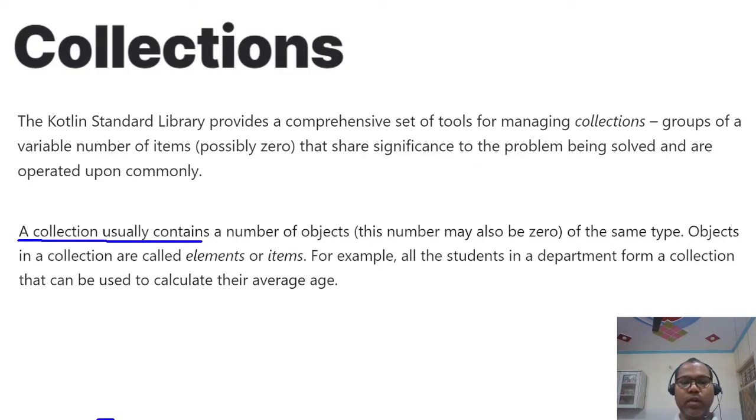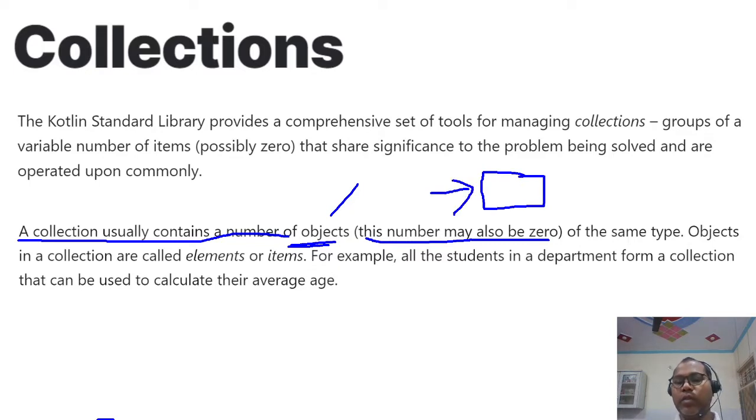A collection usually contains a number of objects, and this number may also be zero. You can create a collection initially, and at that time there is no object stored in it. After that you can store one object, two objects, three objects.